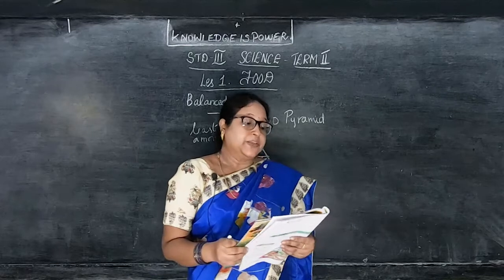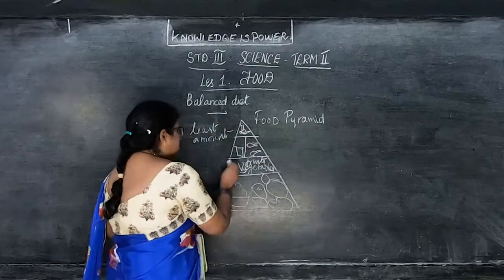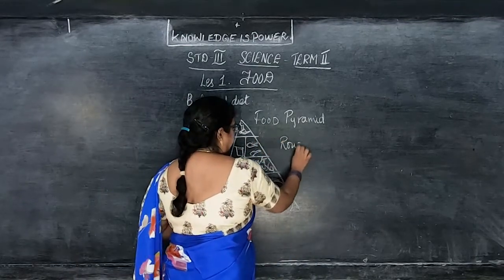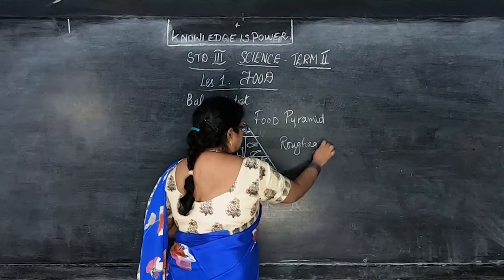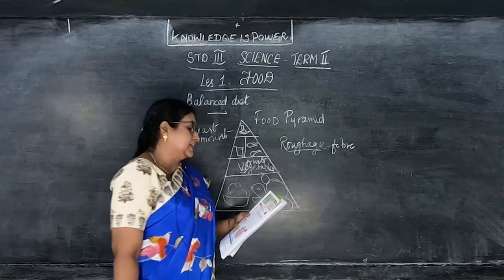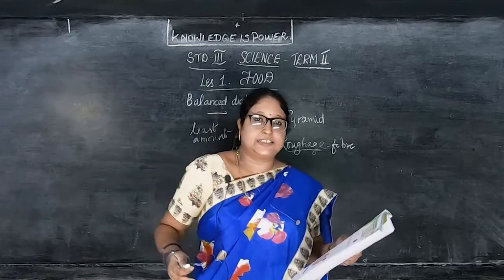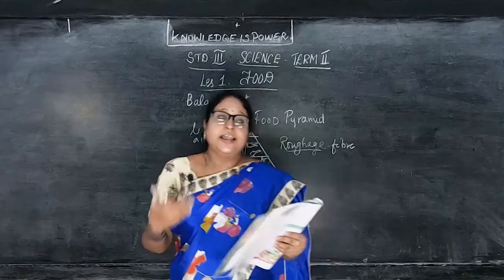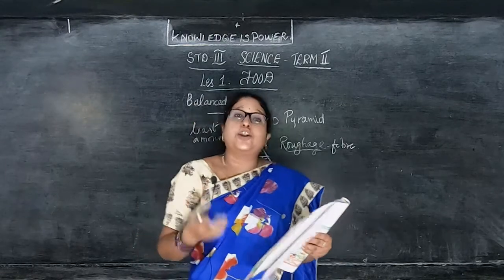The next is roughage. So roughage is also known as fiber. Okay children, it's an indigestible food. That is indigestible, that means it does not get digested. Indigestible food that your body cannot absorb.